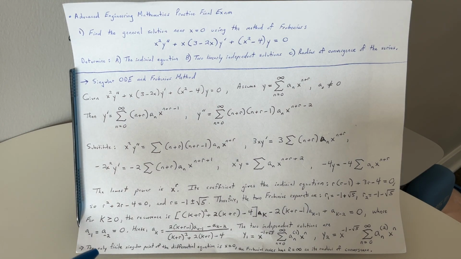And here, we could conclude the only finite singular point of the differential equation is going to be x equals 0. And the Frobenius series has r equals infinity as its radius of convergence.